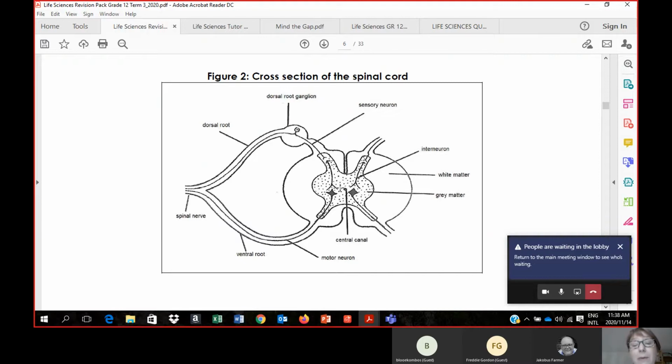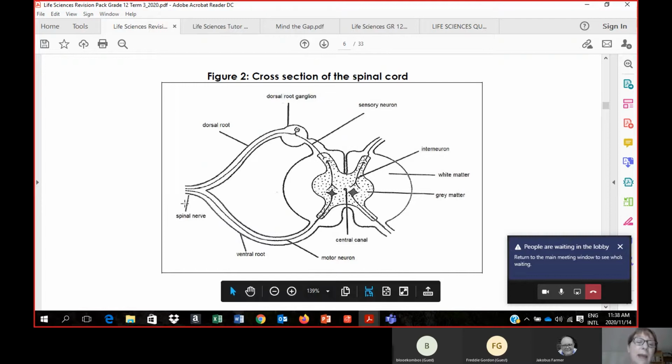And the gray matter is gray in color because a lot of the cell bodies of the neurons are situated there, and the white matter is white in color because of the myelin sheaths that surround your axons that are often situated in this area.